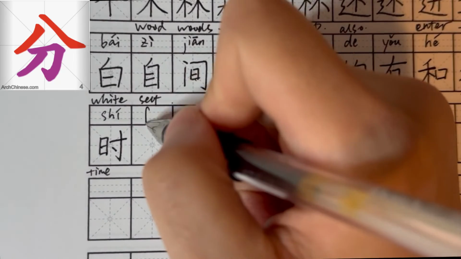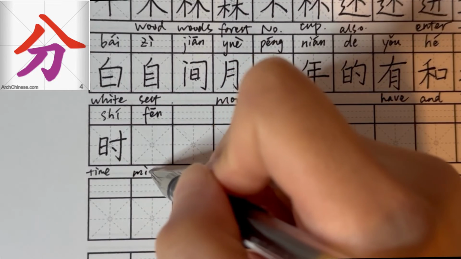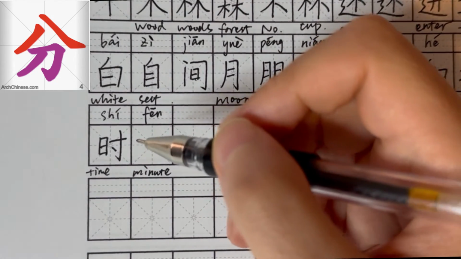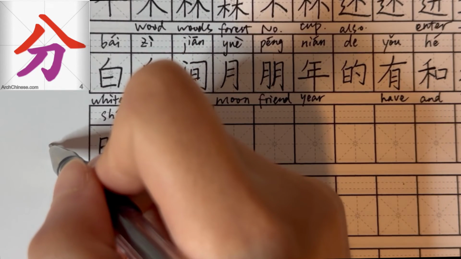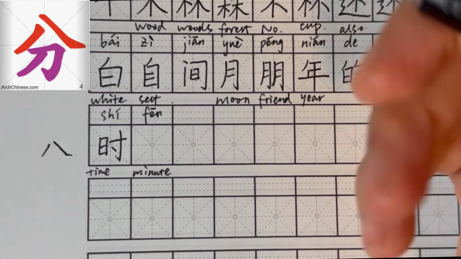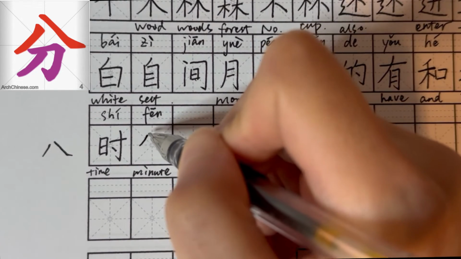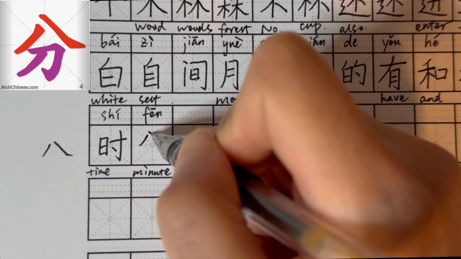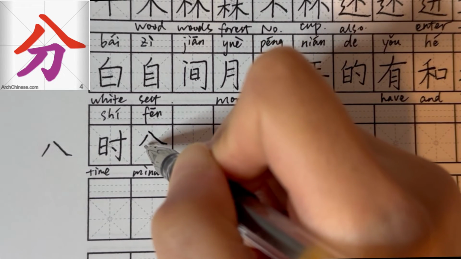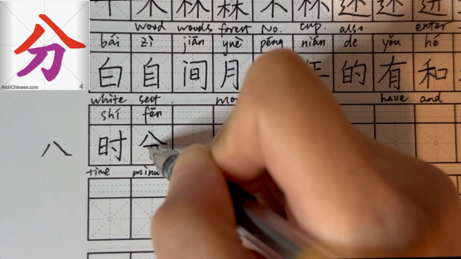Next character, 分. A simple character, means minute. On top, it looks like character 八 we learned before, right? Number 8, 八, 撇 and 捺. All right, let's write character 分. 撇, 捺. At the bottom, 横折钩, and then 撇.